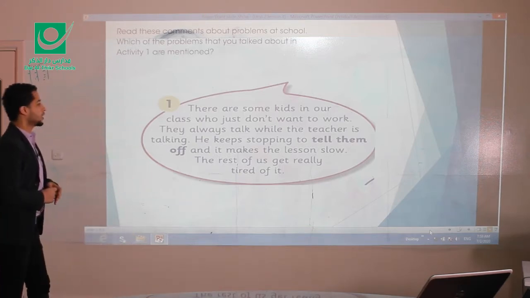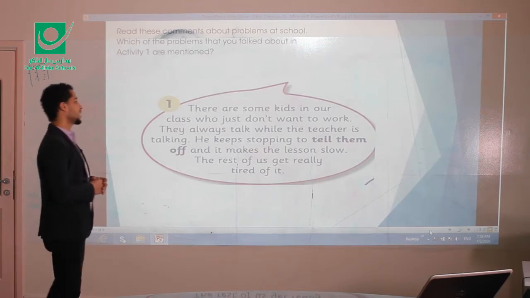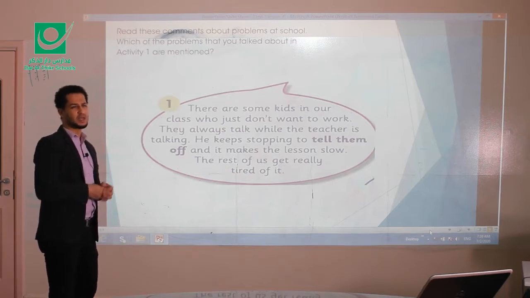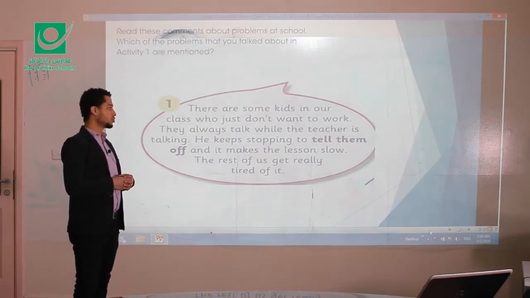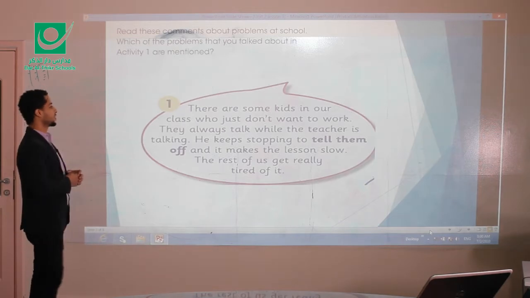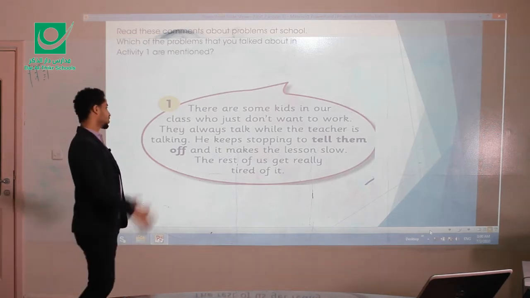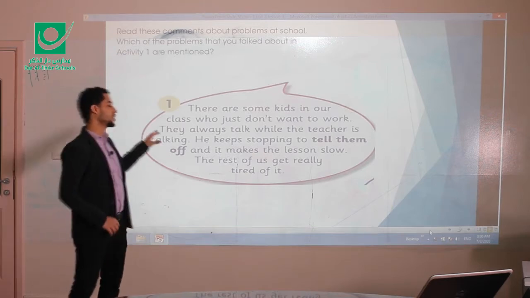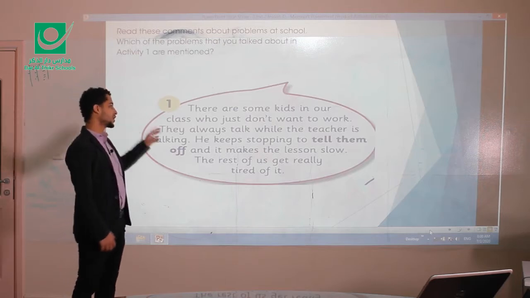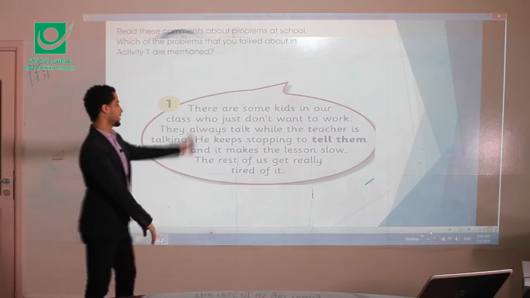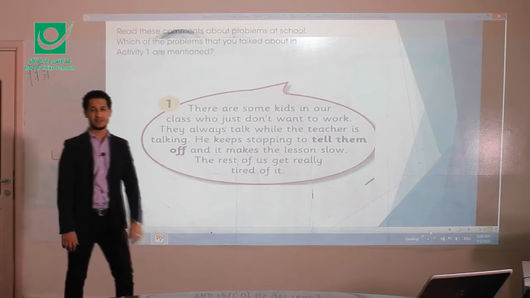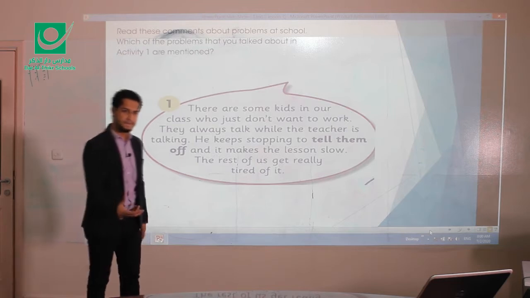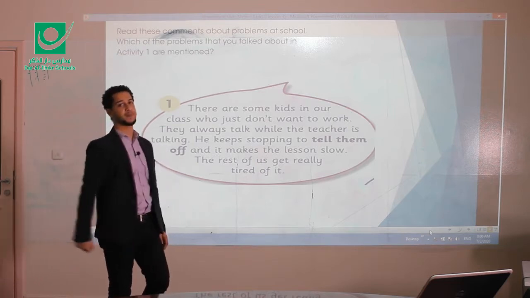Comment 1. There are some kids in our class who just don't want to work. These students, some kind of students, don't want to work at school, in the classroom. They always talk while the teacher is talking. And this is a big problem, okay? He here means the teacher. The teacher keeps stopping to tell them off. Tell them off. What is the meaning of tell them off? To punish them with words, to talk to them in a harsh way, to make them stop talking, okay?